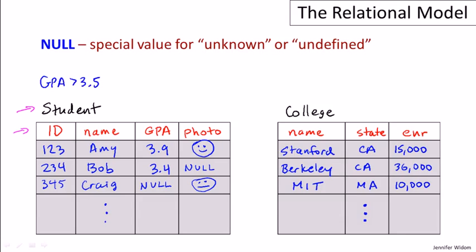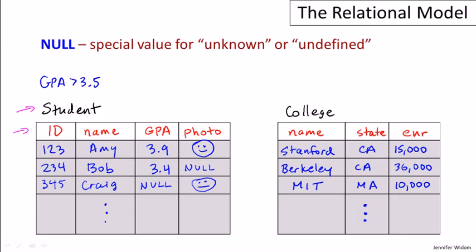So when we run that query on our database, obviously we'll get Amy out. Obviously we won't get Bob out, but should we get Craig? The answer is no. We don't know for a fact that Craig's GPA is greater than 3.5. So we'll only get one student out from that query.